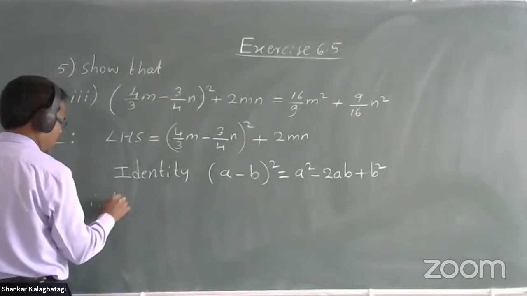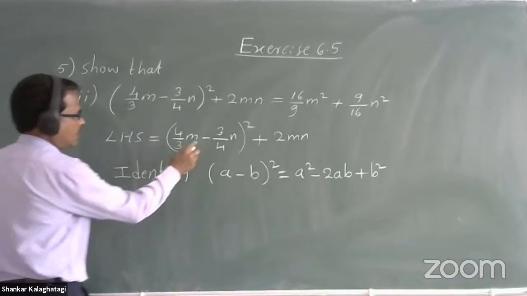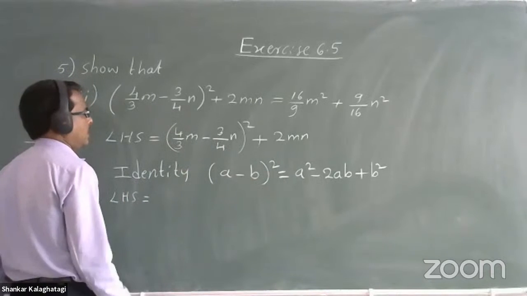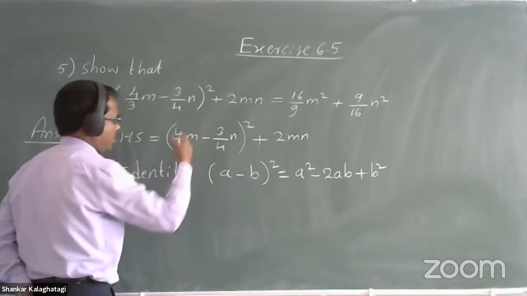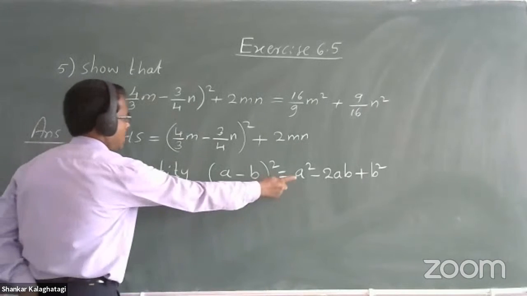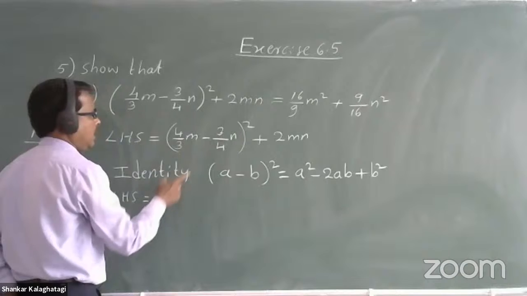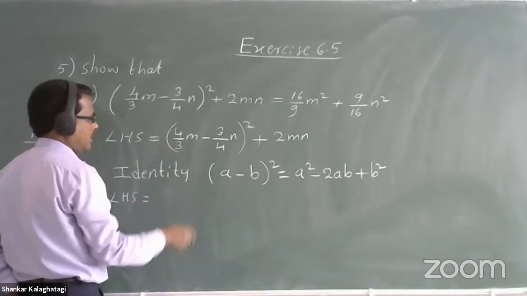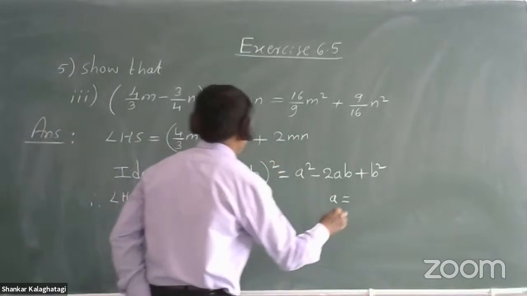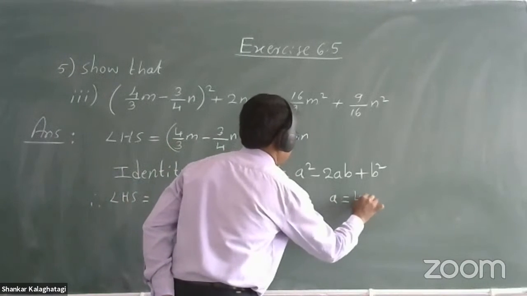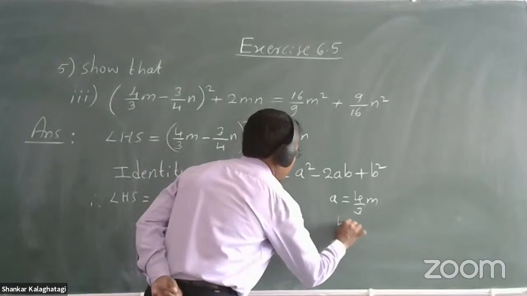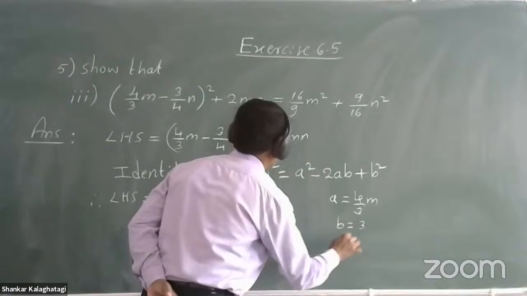Therefore, LHS equal to this square, similar to this. A square means which term squared? 4 by 3. If you do not understand, write like this: A is 4/3 m, B is 3/4 n.